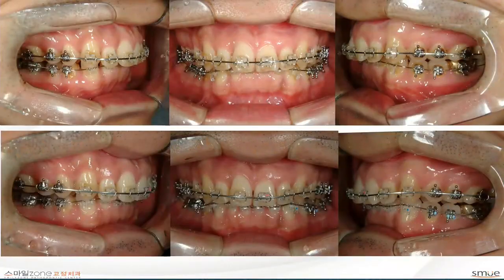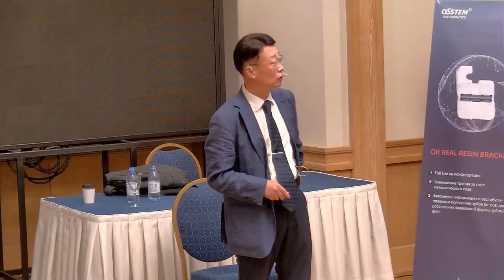And leveling and alignment going on as usual.